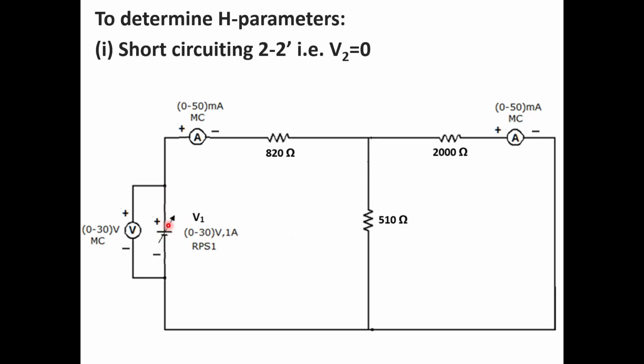A DC voltage source is connected across port 1 dash, whose range is 0 to 30 volts, 1 ampere, regulated power supply 1. We have given the notation V1 to it. A voltmeter of 0 to 30 volts, moving coil type, is connected across the source. In series with the 820 ohms resistor, an ammeter of 0 to 50 milliamperes, moving coil type, is connected. And in series with the 2000 ohms resistor, again an ammeter of 0 to 50 milliamperes, moving coil type, is connected.